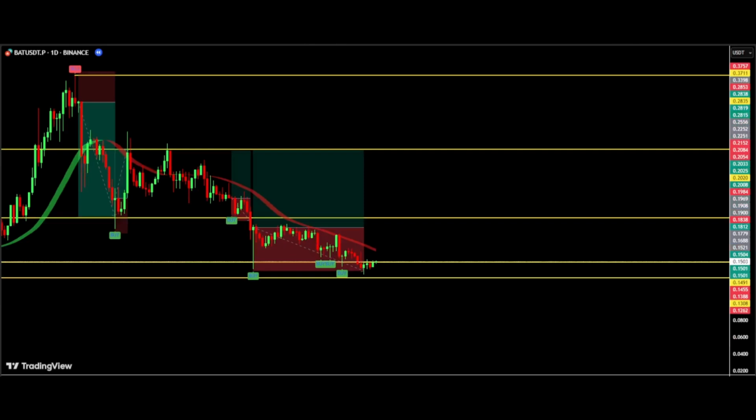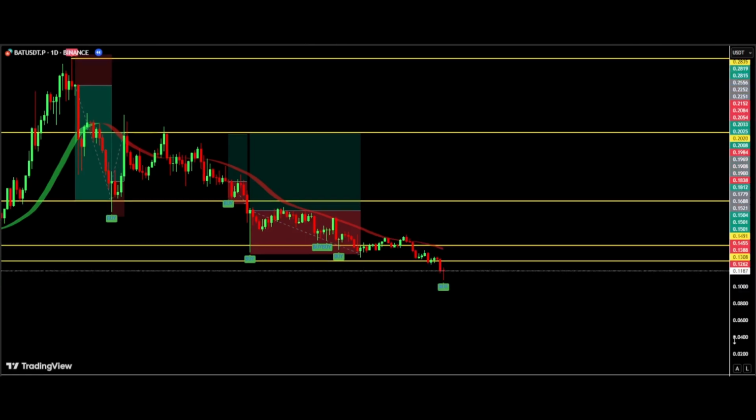Now the price has hit the stop loss and broken the support. We must realize that not every trade will be profitable. It's important to accept losses, stick to our plan, and remain patient until the next signal appears. Now a new buy signal appears and the price has dropped significantly. This is a good opportunity to open a long position.